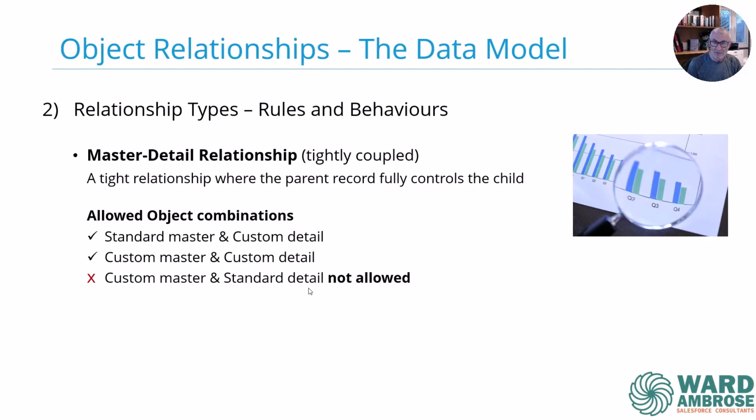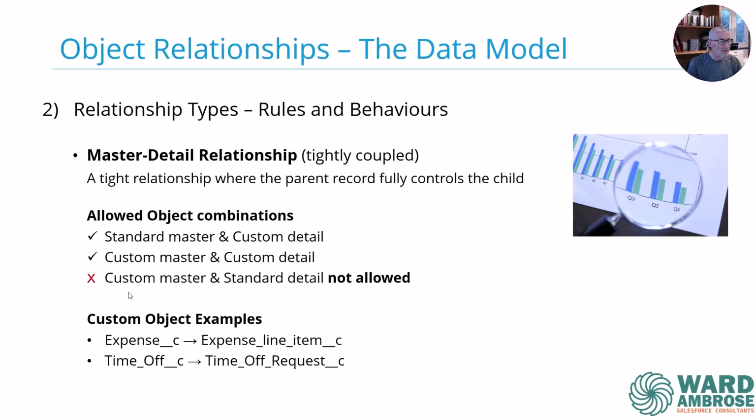Custom object examples: you could build an object for expenses and then another object for expense line items, which are the finer details of what an expense claim might be that would highlight all the receipts. And you would have that in a master detail relationship. If you had an object for employees to record their time off requests and the amount of time off over a year in their annual vacation allowance, you could have two objects, time off and time off request, in a master detail relationship to make this work.